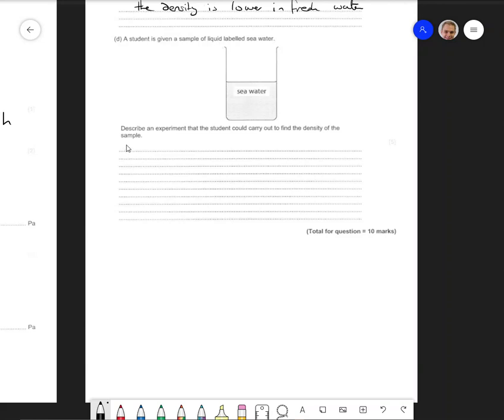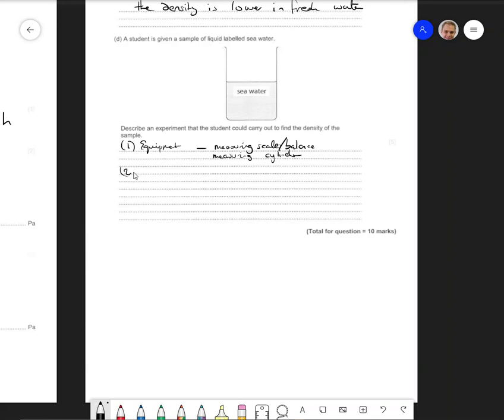So first off, the first thing you need to talk about is what equipment do you need? Well, you need measuring scales or a balance. That's one thing you need, and you will need a measuring cylinder. Okay, so you need to mention this.